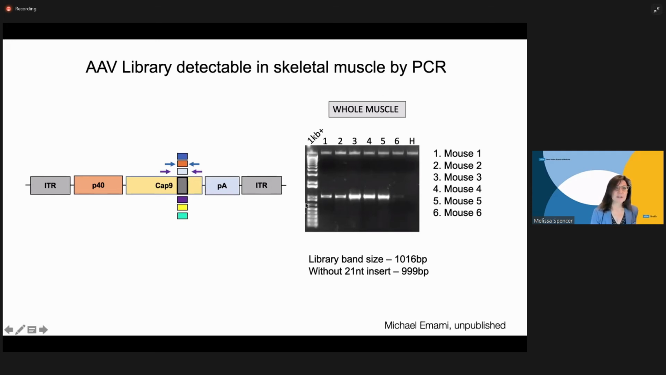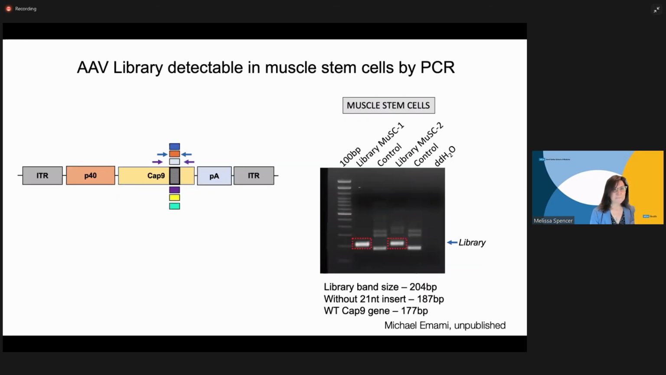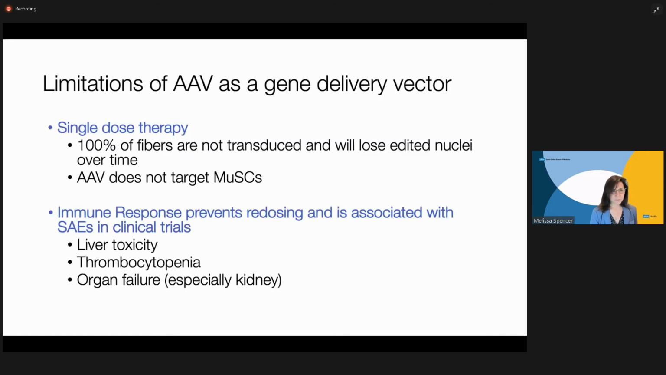This is showing just that he's detecting his library in skeletal muscle based on this band here. So he knows exactly where the insert is, and so he can PCR around this, he can sequence around it and know what the peptide is within his capsid. And he's also found that he can detect some of these capsids in muscle stem cells. And that's where we are now with this.